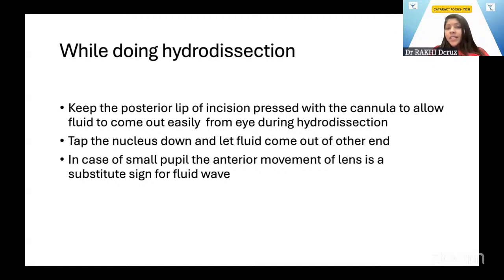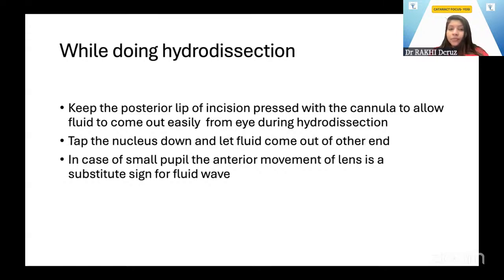Also, a gentle tapping of the nucleus will not do. You need to press it down and let the fluid come out from the other end. If you're having a harder cataract or a small pupil, you'll not be able to see that fluid wave. In such cases, the anterior movement of the lens is a substitute sign for the fluid wave.